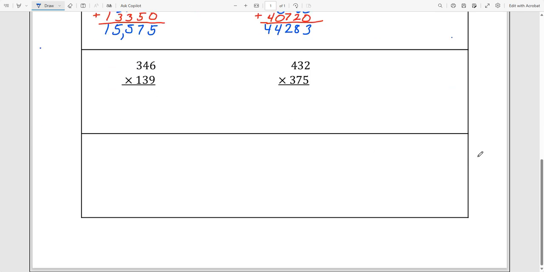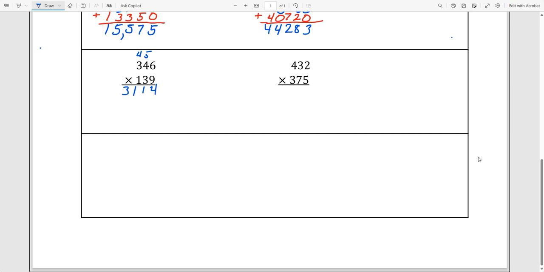And let's see. Hopefully, we don't run out of room on these. We got 346 times 139. All right, so 346 times 139. We'll go ahead and multiply these. 9 times 6 is 54. So write our 4 there, carry the 5. 9 times 4 is 36. Plus 5 is 41. Carry the 4 here. 9 times 3 is 27, plus 4 is 31.